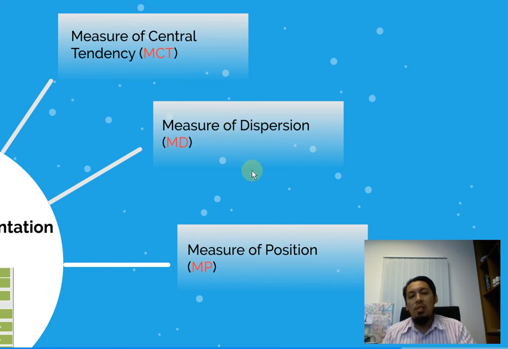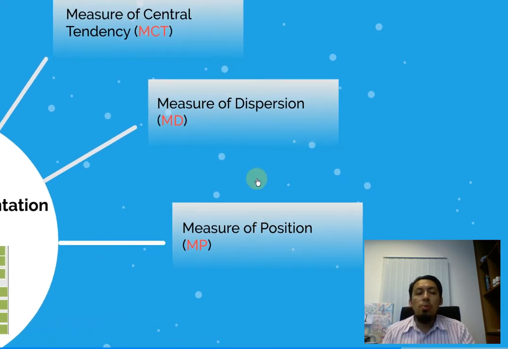And lastly, we have measure of position. MCT talks about the center of the data, dispersion talks about the spreadness of the data, and now we have position. Let's talk about the position of each particular data point. By using MP, we're able to identify where the position of each particular data point is with respect to the whole data. That is what measure of position does.